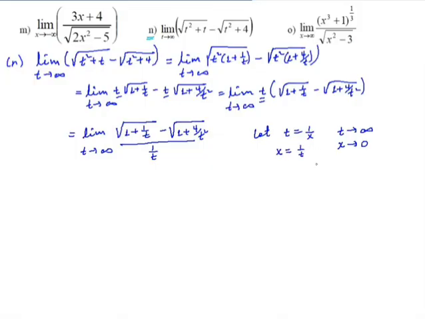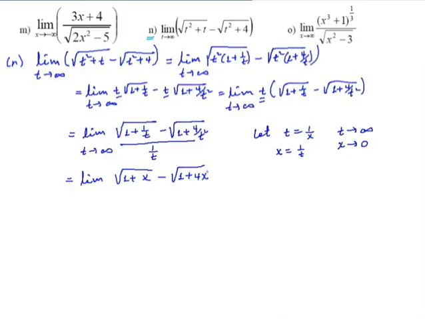So as t approaches positive infinity, x approaches 0. So let us replace this notation. The given limit becomes the limit of radical 1 plus x minus radical 1 plus 4x, because t square means 1 over x square.